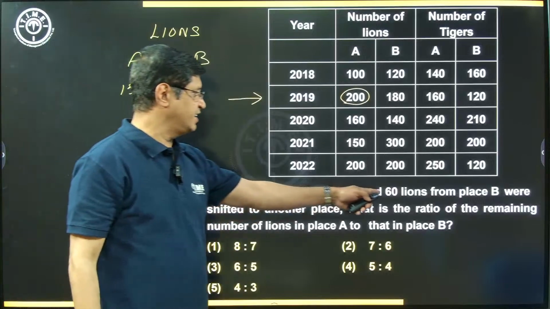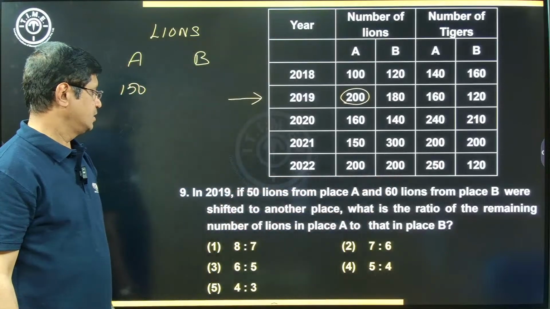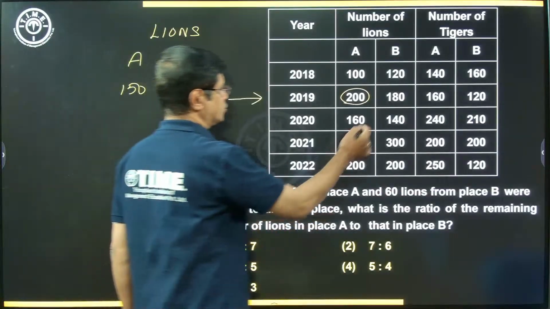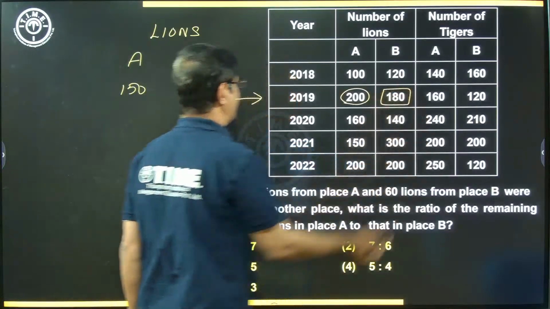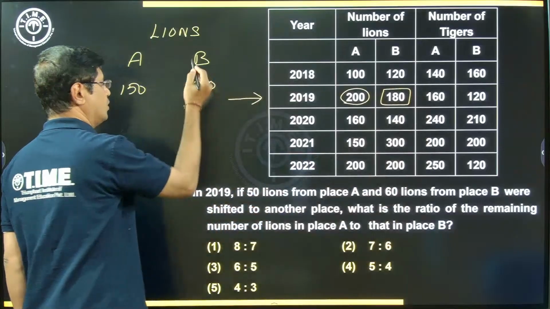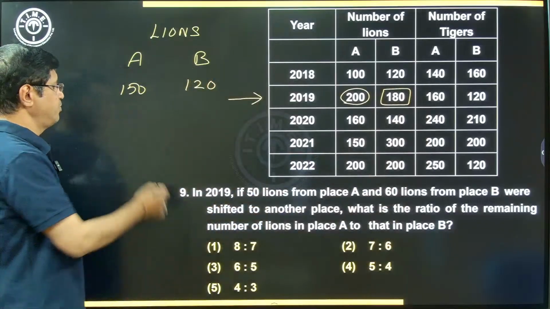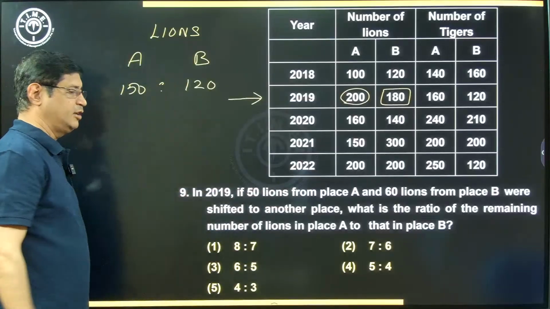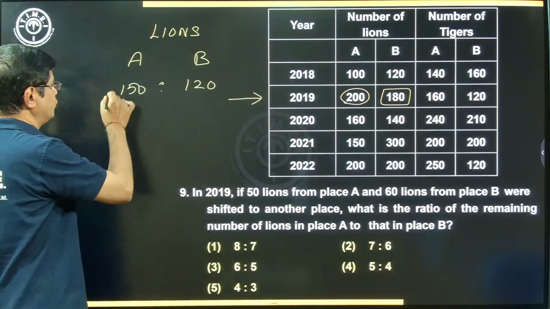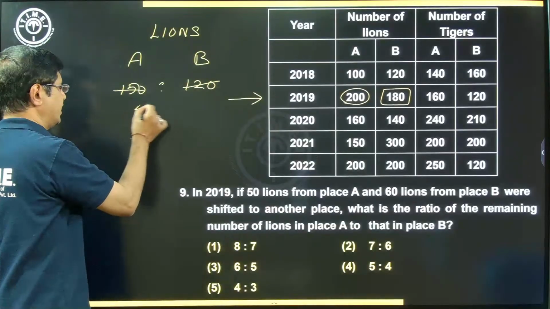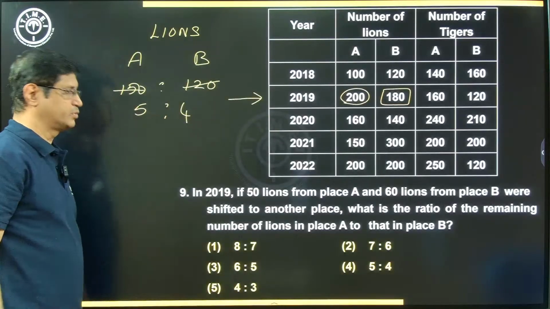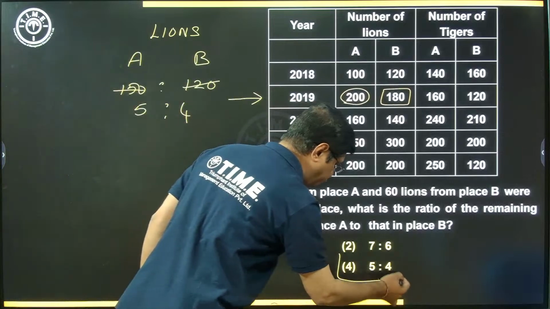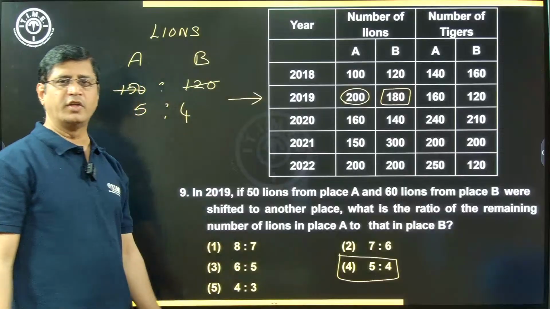Then what about the 60 lions from the place B? From the place B, 60 shifted to another place. So just subtract 60 from 180. The result is 180 minus 60, that is 120. Simplify. What to find here? The ratio of the remaining number of lions in place A to that of B. Simplify. 0 and 0 get cancelled. Now dividing with 3, 5 times and 4 times. Ratio is 5:4. Answer choice option 4. Choice 4 is the right answer.